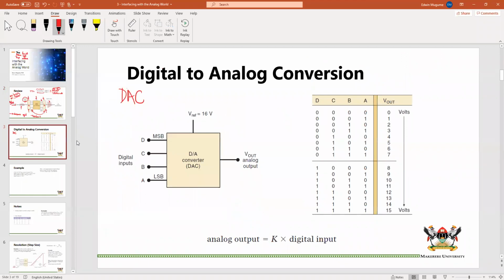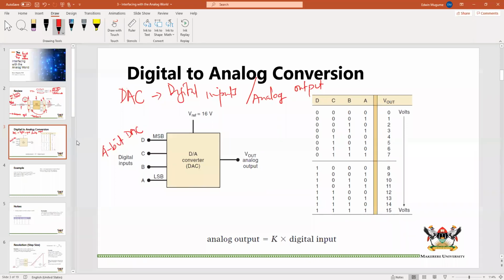Now a digital to analog converter obviously has digital inputs and analog output. So the input is digital, the output is analog. Now these are your digital inputs. As we can see, this is DCBA. We know D is the most significant bit. You could call this a 4-bit DAC because you can see it has 4 bits going in. We are going to have 2-bit DACs, 8-bit DACs, whatever. But if I say 4-bit DAC, I mean you have 4 bits going into the digital to analog converter.